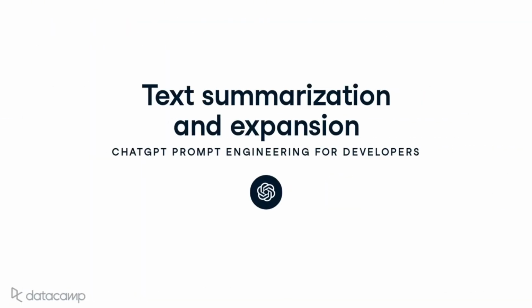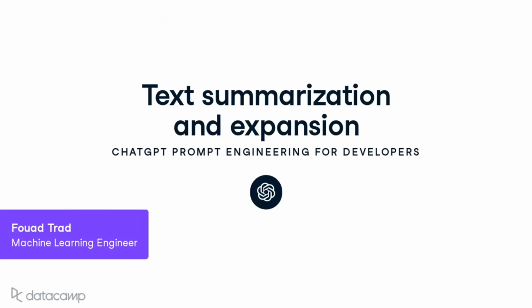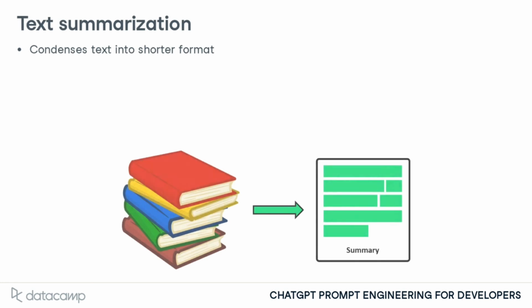Great work so far! Now that we're comfortable with prompt engineering principles and strategies, let's apply this knowledge to business applications. This video will focus on developing effective prompts for text summarization and expansion. Text summarization condenses text into a shorter, coherent version while preserving its essential meaning. This technique is used across industries to streamline business processes.